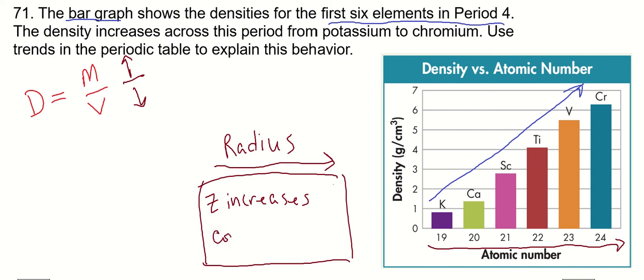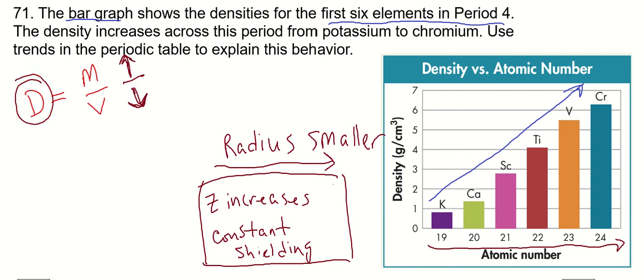All right, so constant, unchanging shielding for the valence electron. So atoms get smaller as you go across the periodic table. Right, radius smaller as you go left to right. So if downstairs here gets smaller and upstairs here gets bigger, your house is going to get bigger. That might not be a good analogy, but density is going to get bigger.